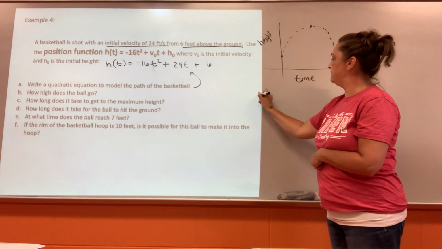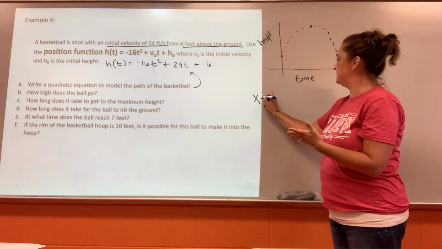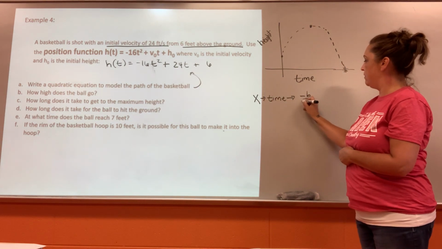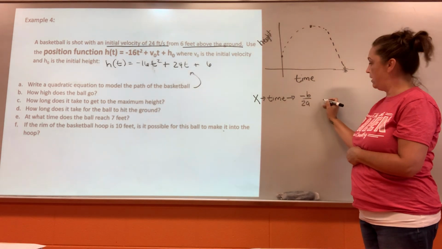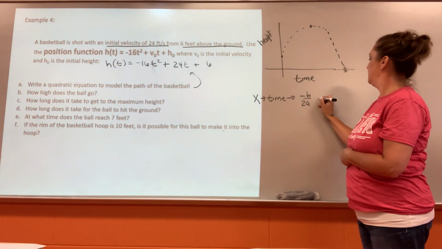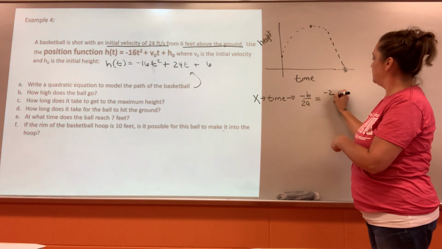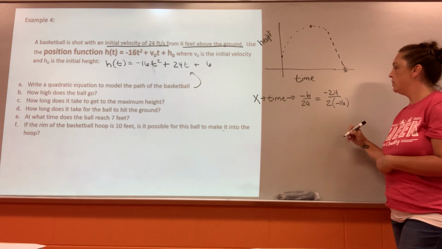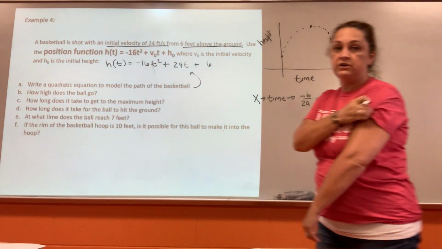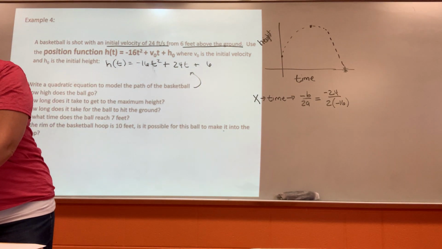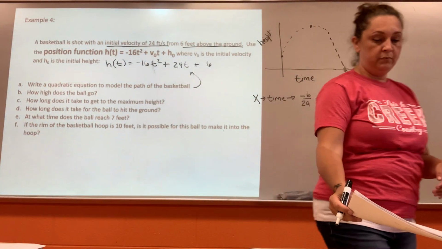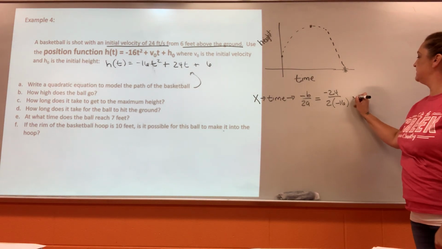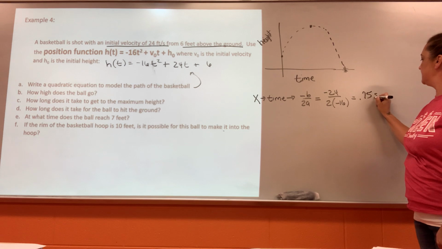We find the x value for the axis, which in this case is time, by opposite b over 2a. All day, every day. Opposite b would be negative 24 over 2 times a, which is negative 16. So negative 24 over negative 32, a negative and a negative equal a positive. Put that in your calculator. You get 3/4 of a second, or 0.75 seconds.